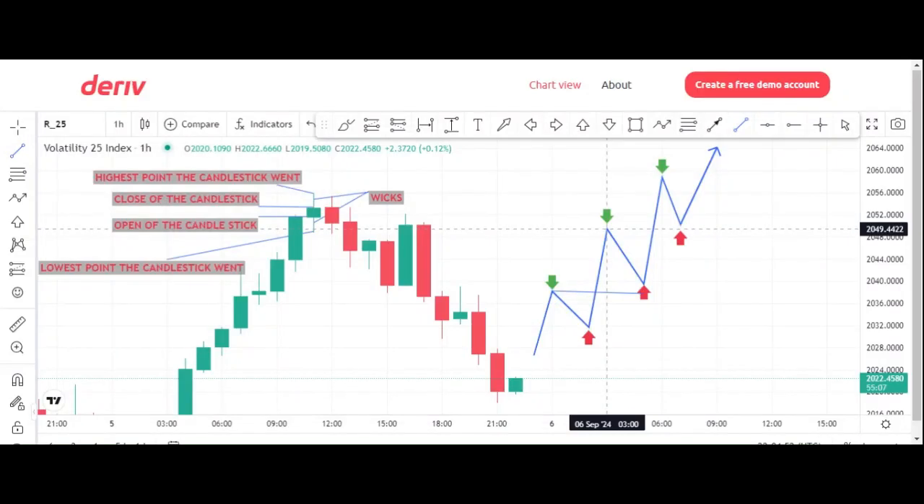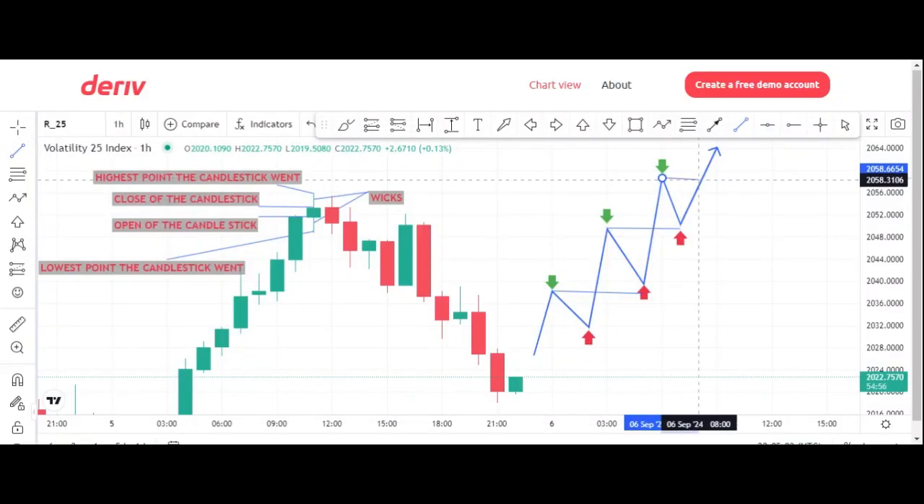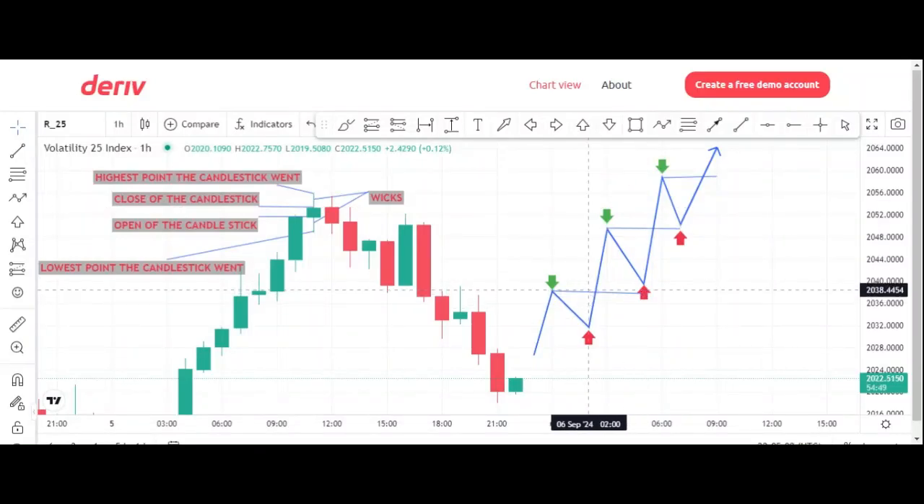Next, I will show you the break of structure, represented by the BOS. Since the uptrend structure is characterized by a series of higher highs and higher lows, a break of structure occurs when the price fails to create a new higher high or higher low, indicating a potential reversal or pause in the uptrend.